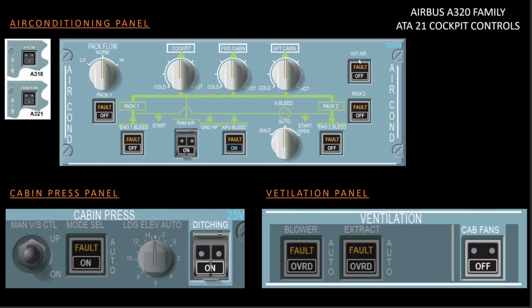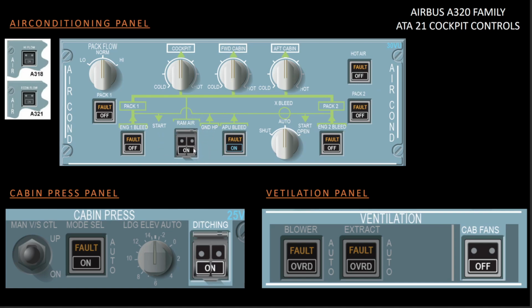So after that we discussed this hot air push button. I told you that this is used to control the trim air pressure regulating valve, and you get this fault indication when duct temperatures read 88 degrees Celsius, and it will remain until that condition prevails. So to reset it, you can select it off and then select it on. The other push button we discussed in the air conditioning panel is this ram air push button.